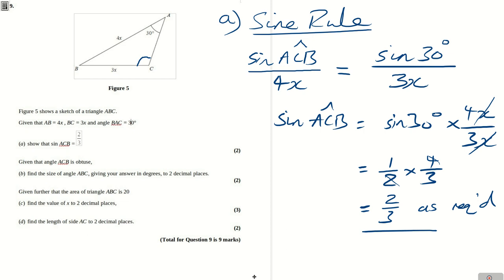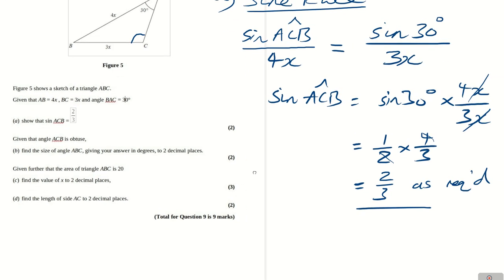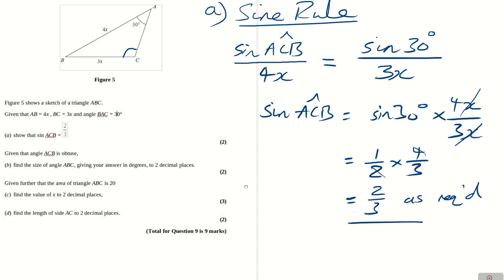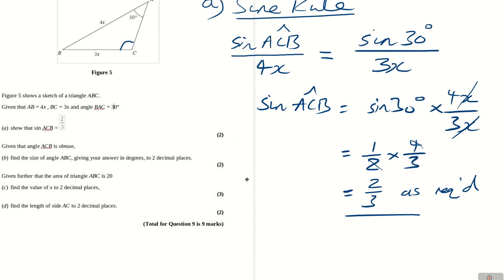Okay, now part B. Given that ACB is obtuse, find the size of angle ABC. Now, angle ABC is this angle here, and it tells us that ACB is obtuse, and obtuse of course means it's greater than 90 degrees.